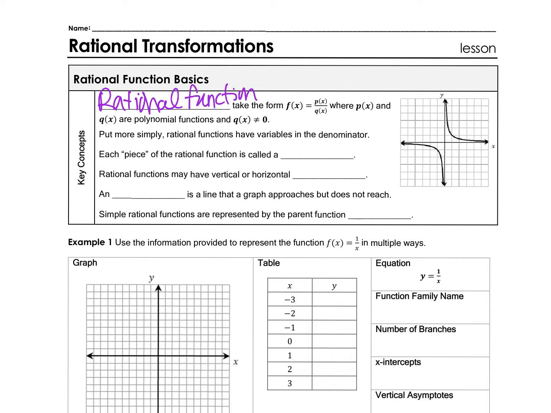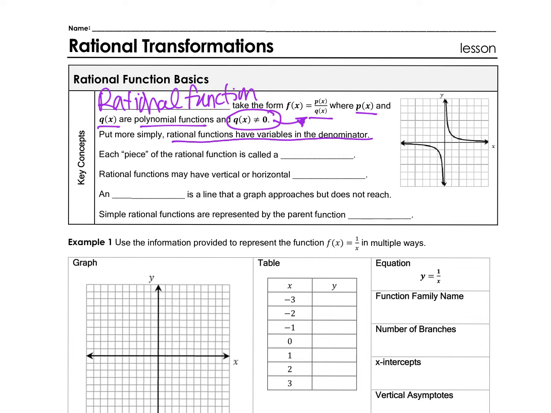takes the form of p of x over q of x. So it's a fraction where p of x and q of x are polynomial functions, and q of x cannot equal 0. The reason for that is because you can't ever divide by 0. So basically, rational functions have variables in the denominator. Make sure you have a variable in the denominator, and that's considered a rational function.